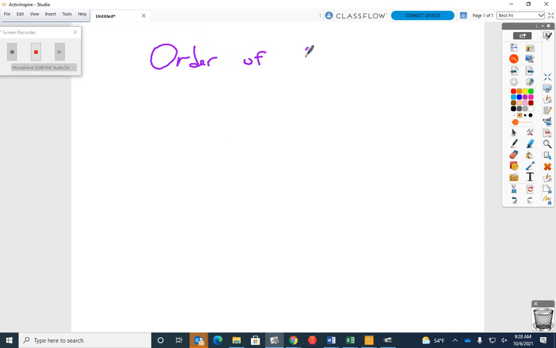What does this mean? Order of operations. What does that mean? It is PEMDAS, and that's the order that we solve, evaluate, or simplify an expression. So what does P mean? P stands for parentheses. What does E stand for? Exponents. So like this.